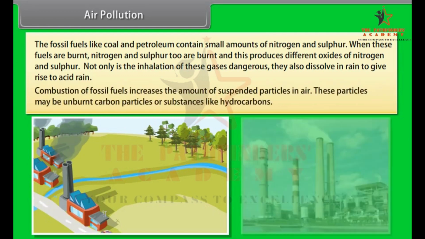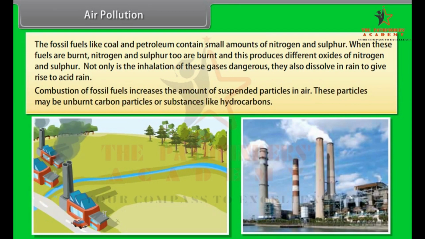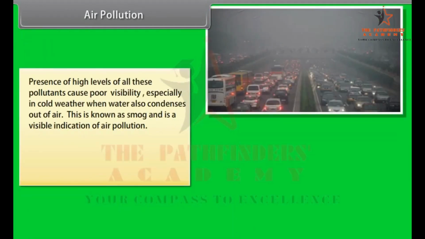Combustion of fossil fuels increases the amount of suspended particles in the air. These particles may be unburnt carbon particles or substances like hydrocarbons. Presence of high levels of all these pollutants causes poor visibility, especially in the cold weather when water also condenses out of air. This is known as smog and is a visible indication of air pollution.